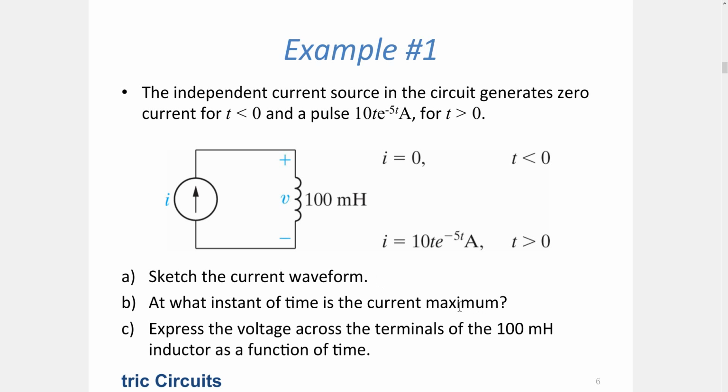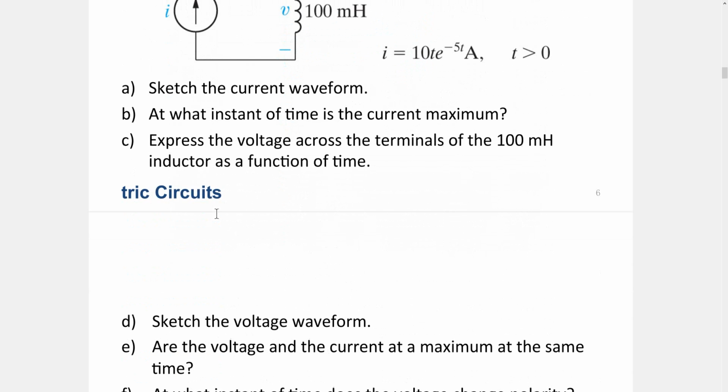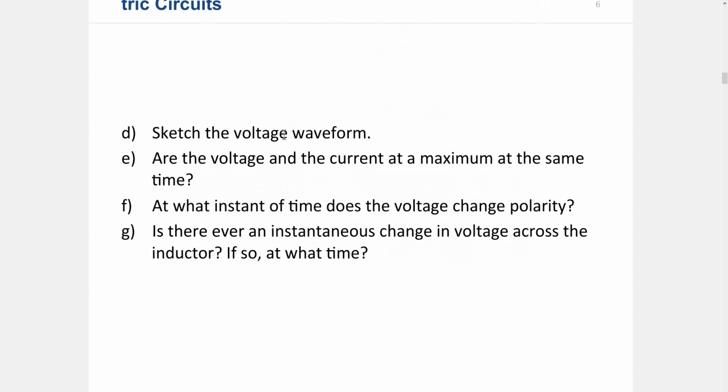So we are asked to sketch the current waveform. At what instant of time is the current maximum? Express the voltage across the terminals of the inductor as a function of time, which we can do because we know the relationship between the voltage and the current in an inductor. We have just learned that, so we can use that relationship to compute the required things. And we can sketch the voltage waveform once we know the mathematical expression.